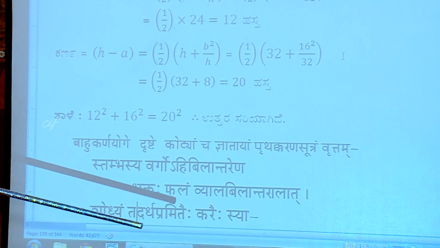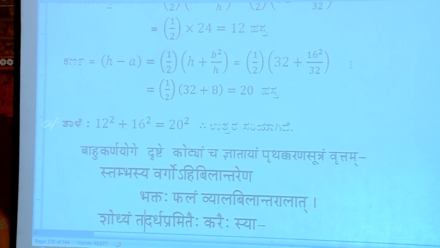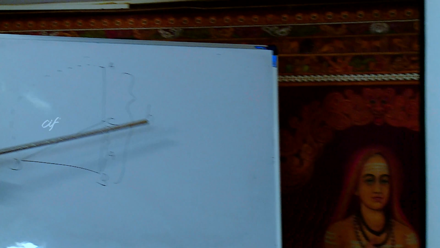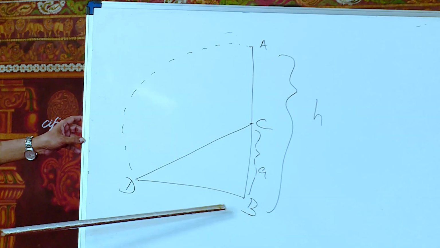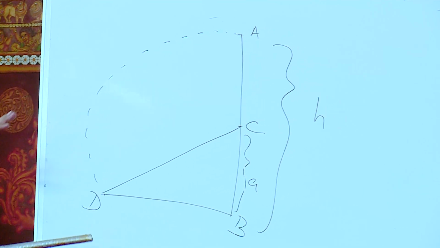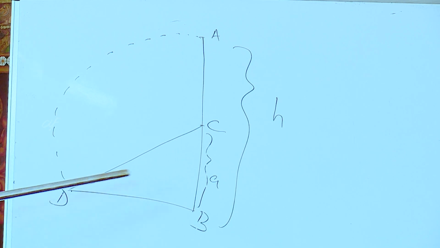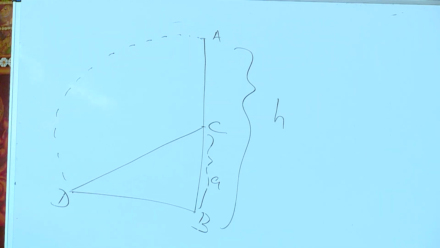Earlier 49 figure. Now AB is equal to H is equal to 32 cubits. BD is equal to 16 cubits. Now we want to calculate A. If you calculate A, then CD is nothing but H minus A.